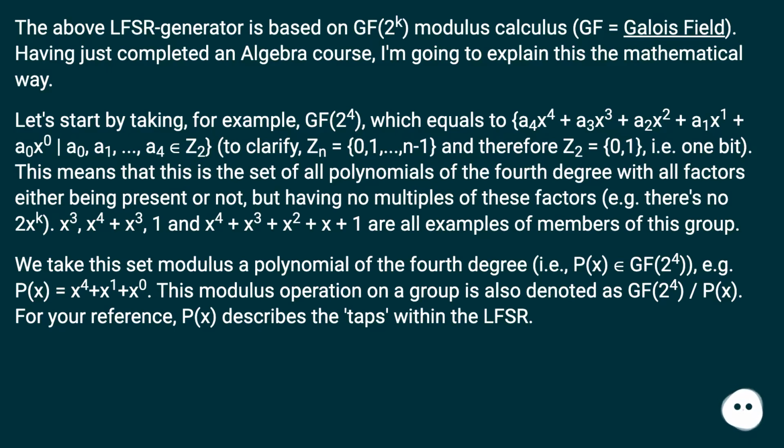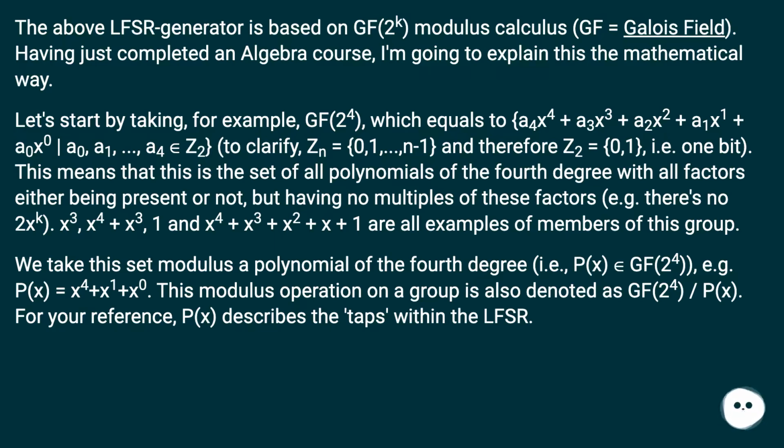This means that this is the set of all polynomials of the fourth degree with all factors either being present or not, but having no multiples of these factors, e.g. there's no 2x^3. x^4 + x^3 + 1 and x^4 + x^3 + x^2 + x + 1 are all examples of members of this group. We take this set modulus a polynomial of the fourth degree, i.e. p(x) in GF(2^4), e.g. p(x) = x^4 + x^1 + x^0. This modulus operation on a group is also denoted as GF(2^4)/p(x).